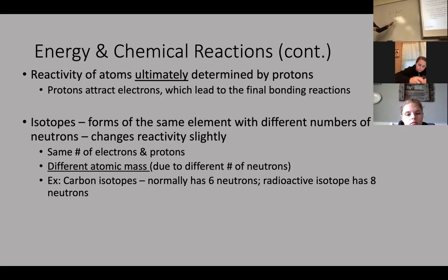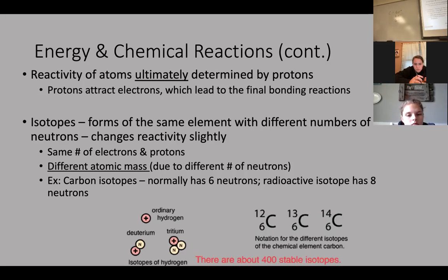There are different forms that have, like I said here, up to 8 neutrons. So once you add on neutrons, it's going to change the reactivity. And carbon with 8 neutrons is actually radioactive. So that changes it in a big way. The carbon in our bodies is not radioactive, which is good, right? That's because it's carbon 12.